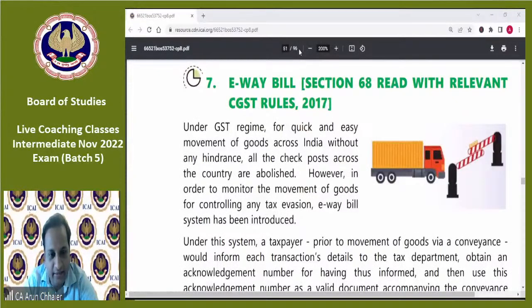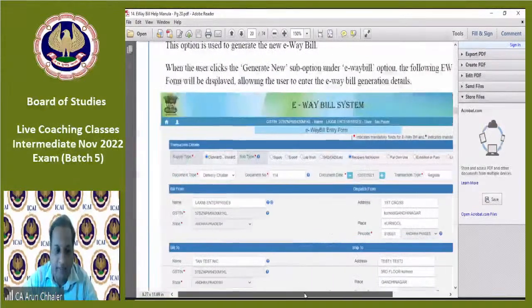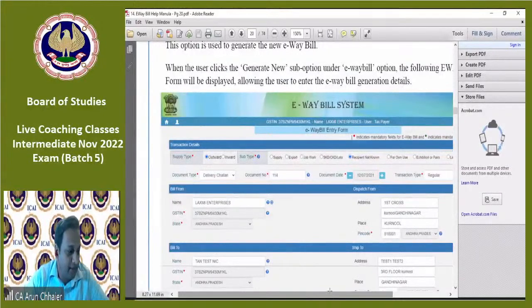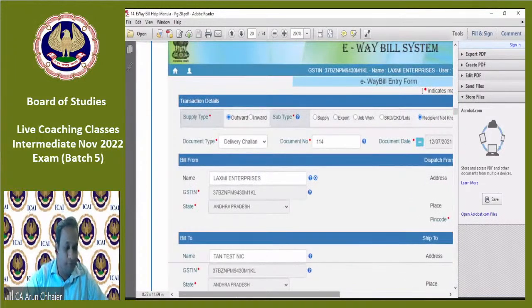Before starting the provision, first, I would like to show all of you what an e-way bill is. I would like to show one actual document of an e-way bill. So now you can all see in front of you, this is an actual e-way bill. I will spend 2 minutes on this particular format and then we'll go back to the provision.